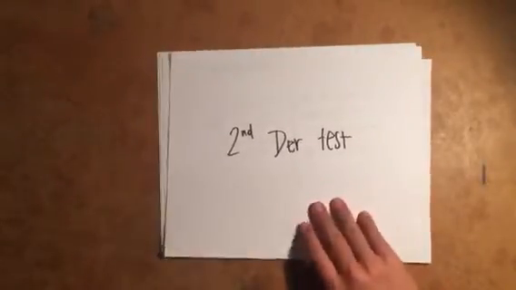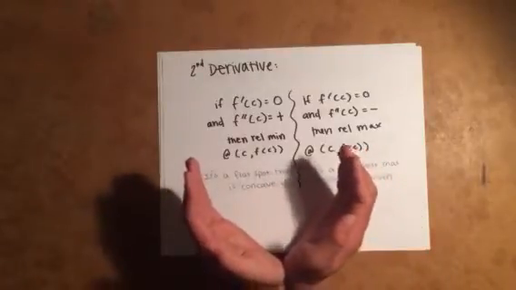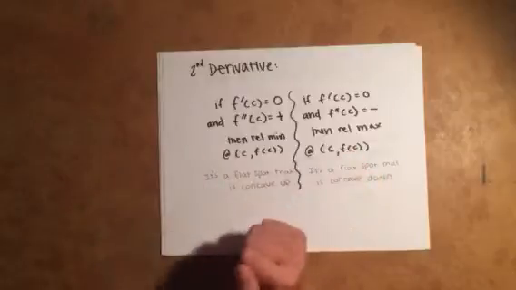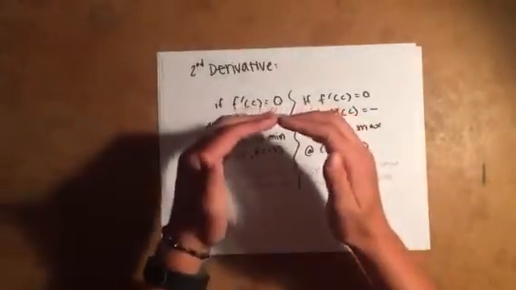Next, we have the second derivative test. The second derivative test says that if the first derivative of a function is equal to 0 and the second is positive, then there's a relative minimum. It pretty much means that there's a flat spot and it's concave up. If the first derivative is 0 and the second is negative, then there's a relative max, which means there's a flat spot that's concave down.